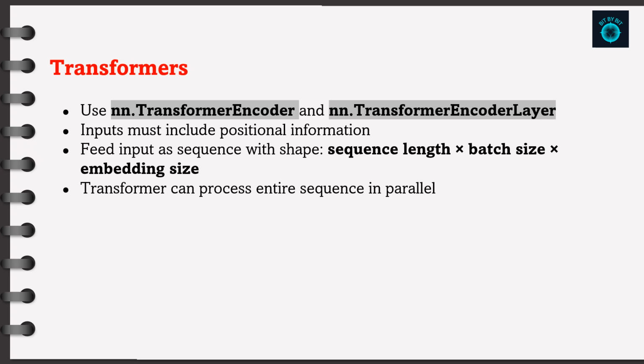In PyTorch's transformer layers, the input should be a tensor where the first dimension is the sequence length, the second is the batch size, and the third is the embedding size. This allows the model to process the entire sequence in parallel rather than one step at a time. Transformers are highly efficient and can handle long-range dependencies much better than RNNs or LSTMs. Now, let's move on to the code implementation.